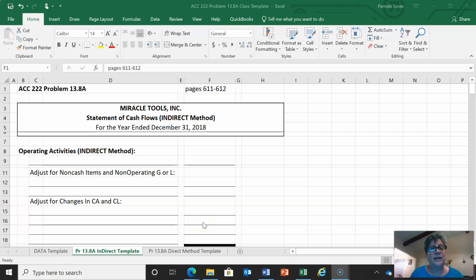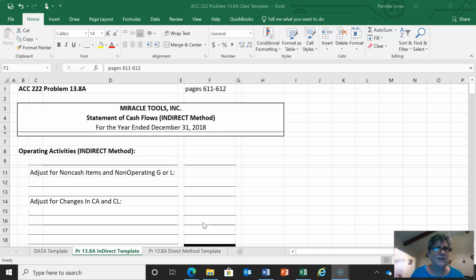All right, so now we're going to illustrate the other method for preparing the operating activities section of the cash flow statement, and that is the indirect method. The indirect method is preferred by businesses for a couple of reasons. One is, one of the objectives of the cash flow statement is to reconcile net income from the income statement to cash flows from operations. And this statement very clearly demonstrates that reconciliation. It clearly explains why income is different from cash flows from operations.